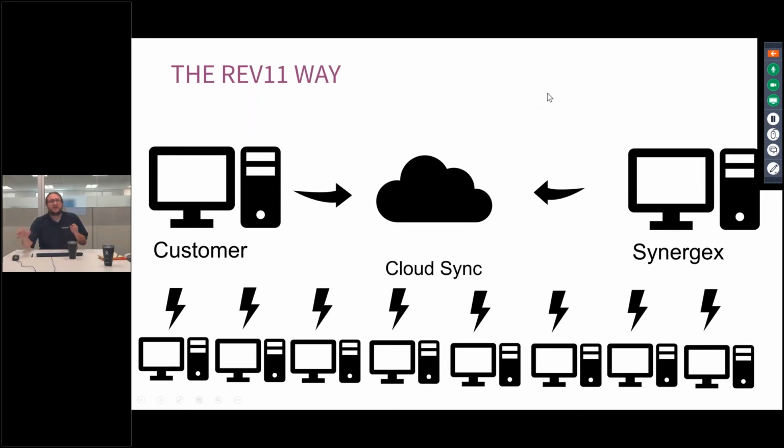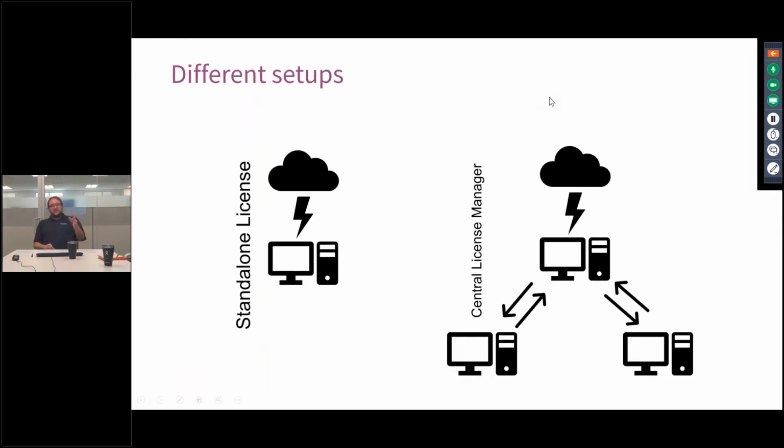And so we're talking about the different setups. So you still have your standalone licenses, and then of course you still have your central license manager, your license server sitting there, and it communicates with the clients. Now the important part to note here is only the ones that are the license servers need to make that communication with the web service, right?